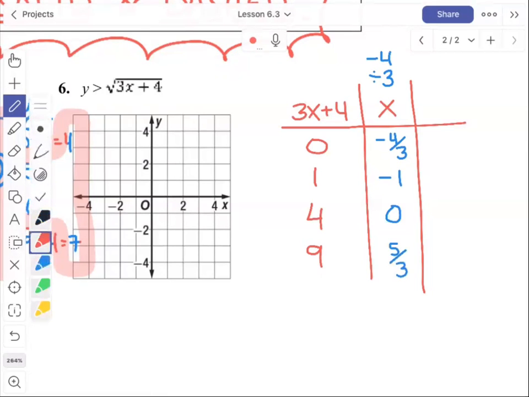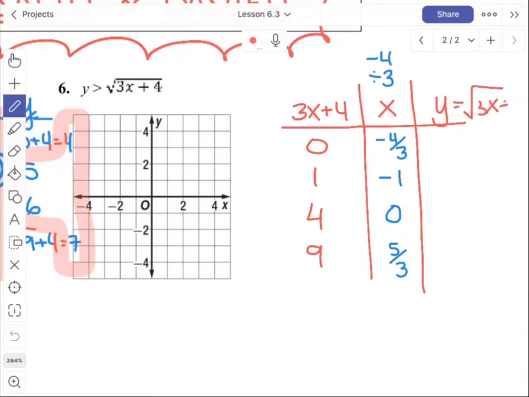Now plug that in for y. So y is rad of 3x plus 4. It's just the rad of these numbers, so that's just going to be 0, 1, 2, 3. Let me plug those in: negative 1 1/3, 0, negative 1, 1, 0, 2, and then 5/3, that's like 1 2/3, and 3. I'm graphing these coordinate points right here.